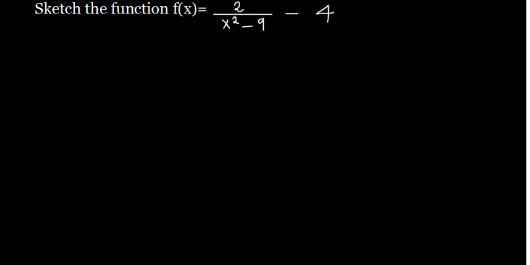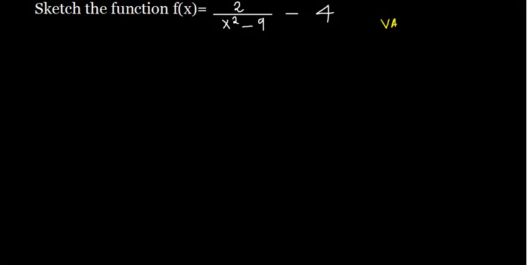Sketch the function f(x) = 2/(x² − 9) − 4. How do you go about it? We need to find the vertical asymptote. We also need to find the horizontal asymptote.